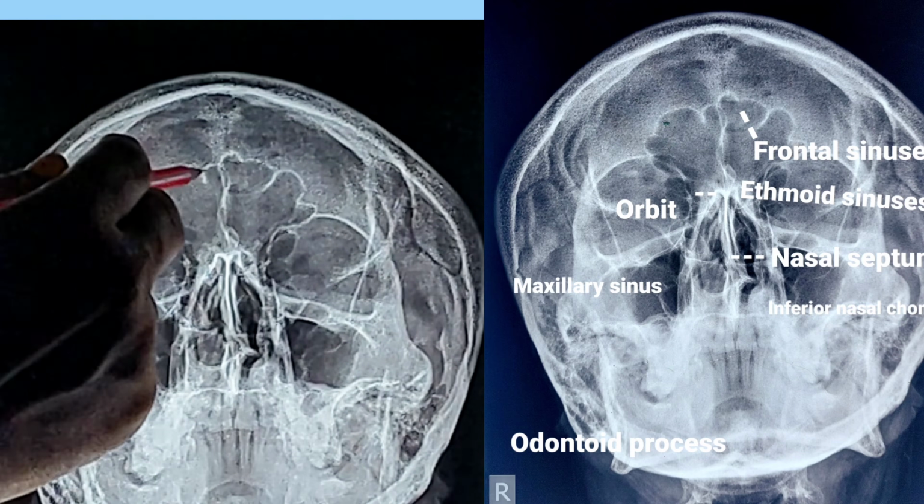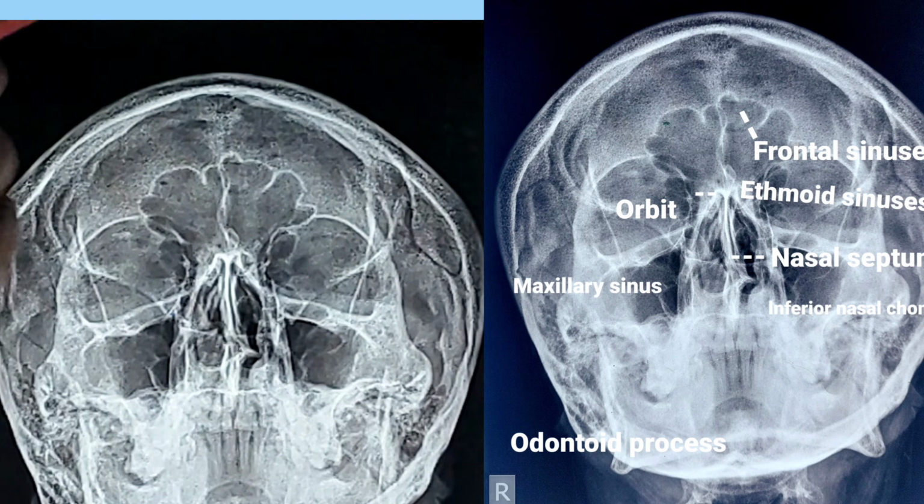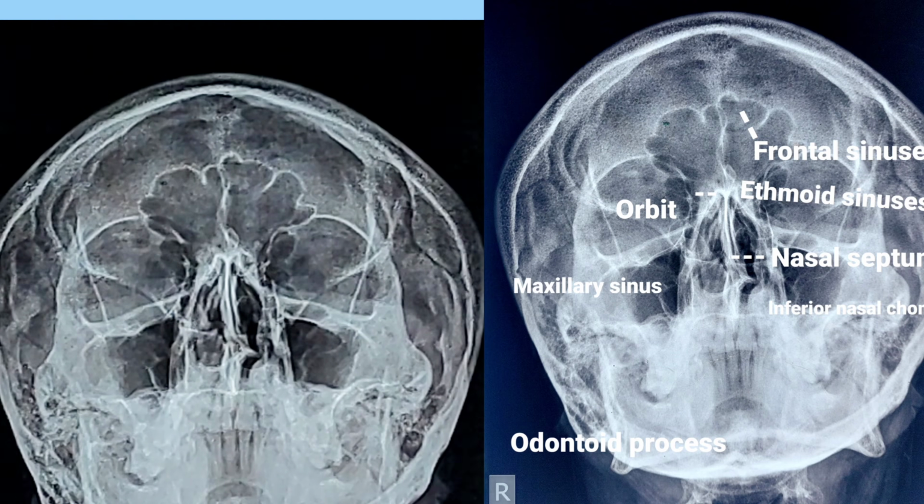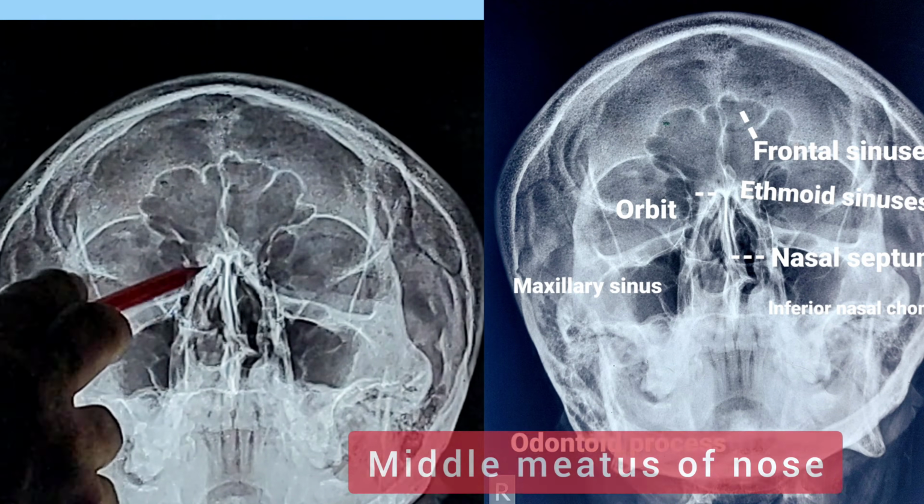One sinus may, in rare cases, be absent or partially developed, and this air sinus is not present at birth. It starts to appear after 2 to 3 years, and it gains maturity after 7 to 8 years, and at puberty it gains its adult size. And this sinus opens into the middle meatus of the nose.